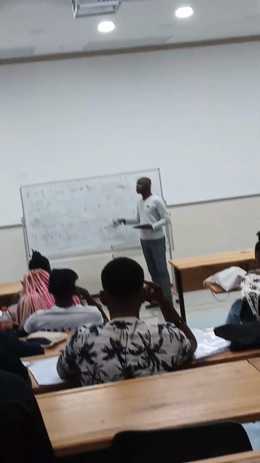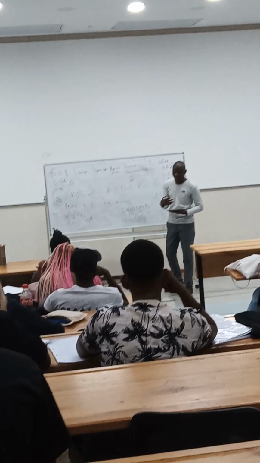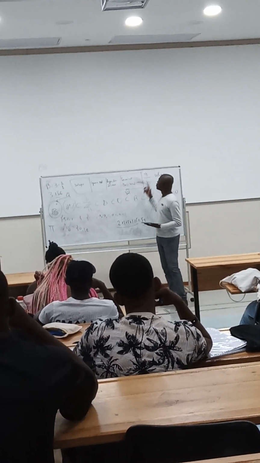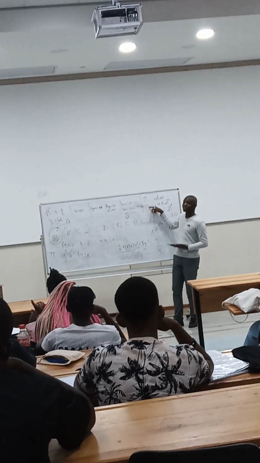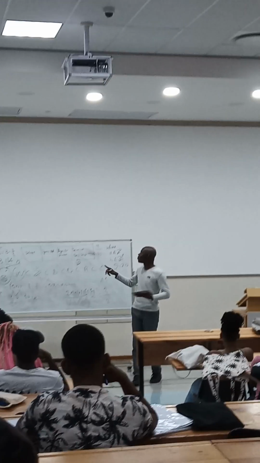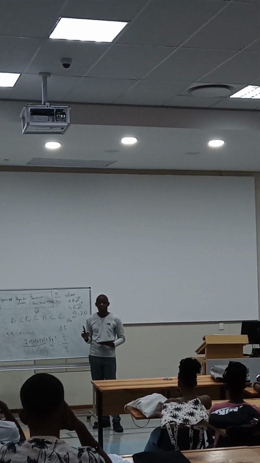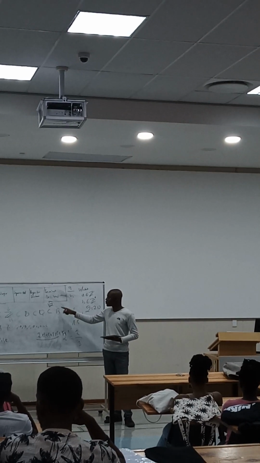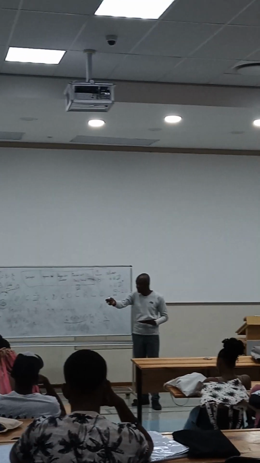So if you want to prove or explain that this is a rational number, you need to be able to make it in this form. But the square root of 2, it is mathematically impossible to write it in the form A over B. It's impossible.